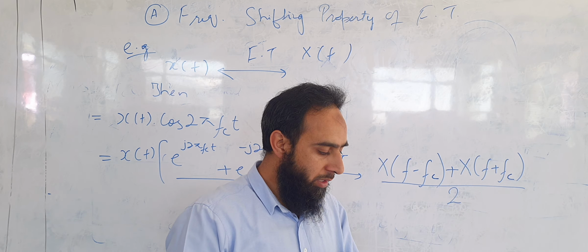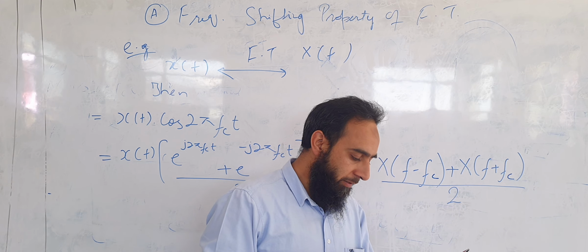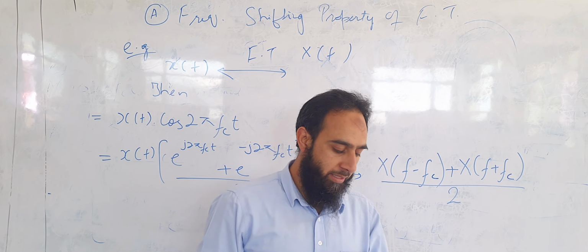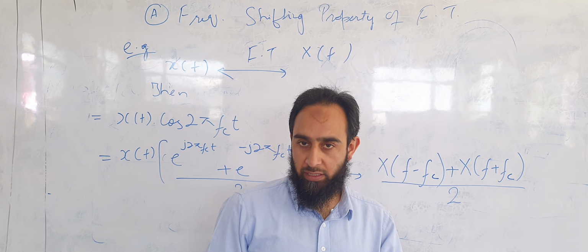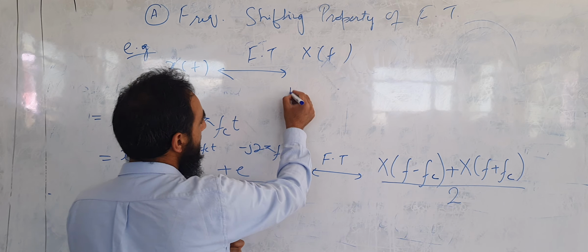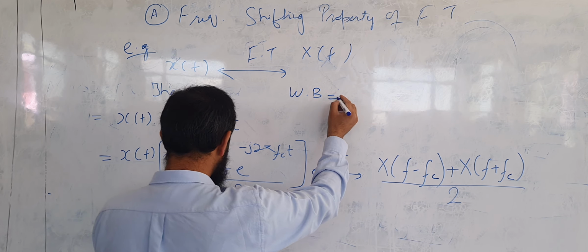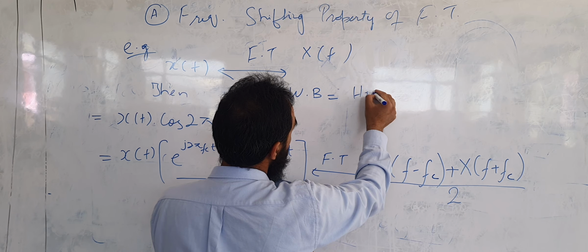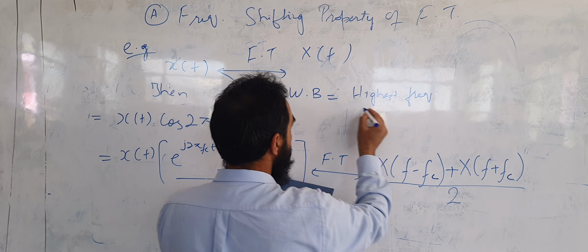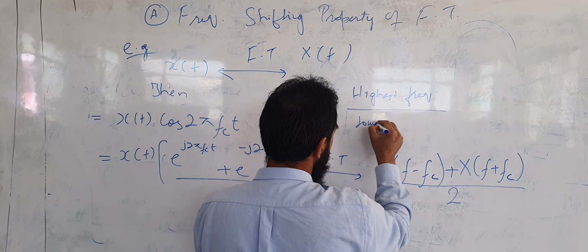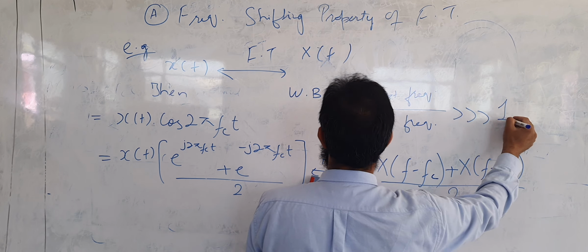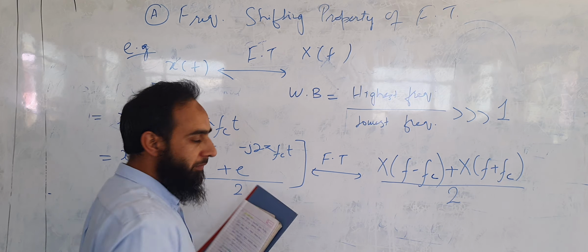Baseband signal becomes band pass signal. Next, wide band signal becomes narrow band signal. A wide band signal is a signal where the ratio of the highest frequency of the signal divided by the lowest frequency is greater and greater than 1. You go wide band.